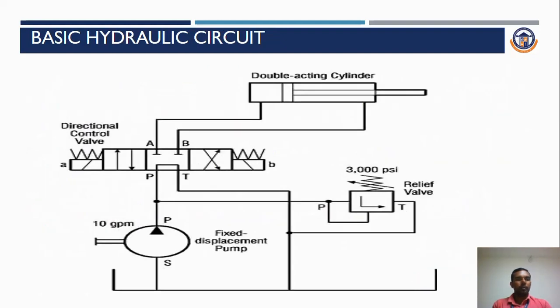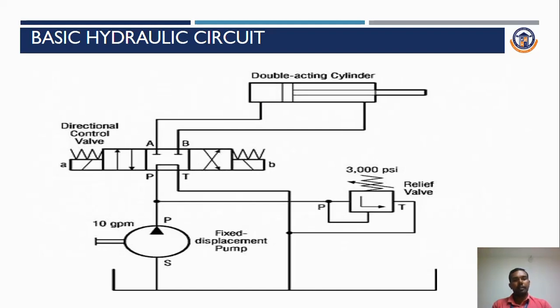You can see a basic hydraulic circuit. At the bottom there is a reservoir. Above that reservoir there is a fixed displacement pump, and then above you can see the direction control valve. After that there is an actuator connected to the direction control valve, that is a double acting cylinder, and on the right side there is a pressure relief valve. So these are the major components we can connect in a simple hydraulic circuit.